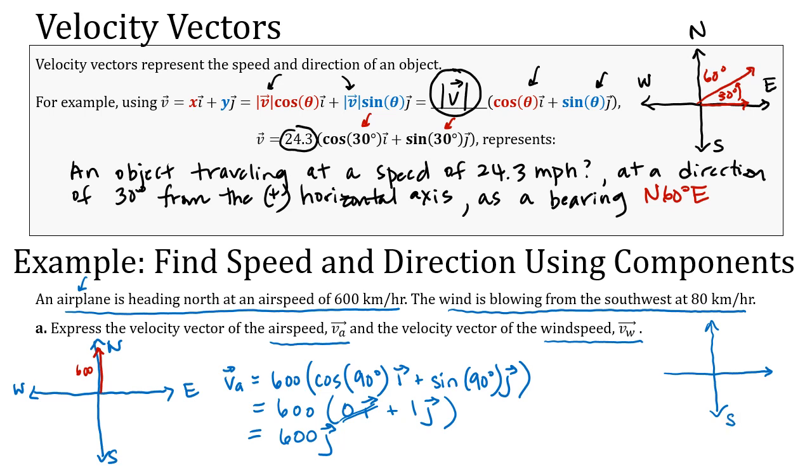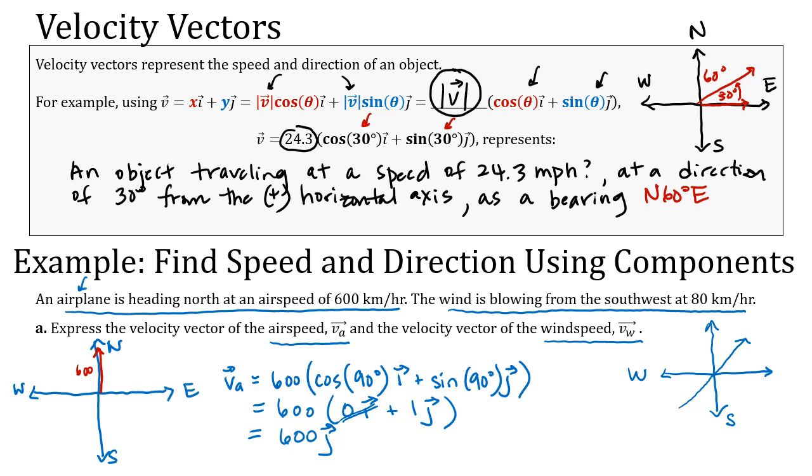So here's the south pointing down, and the west is to the left. So if the wind is blowing from the southwest, then it is leading us in the direction of the first quadrant. That's where it's blowing from.